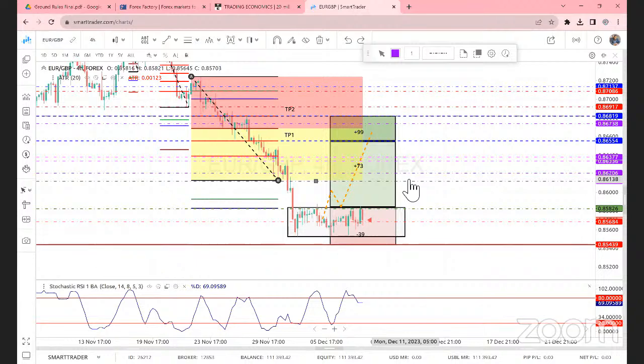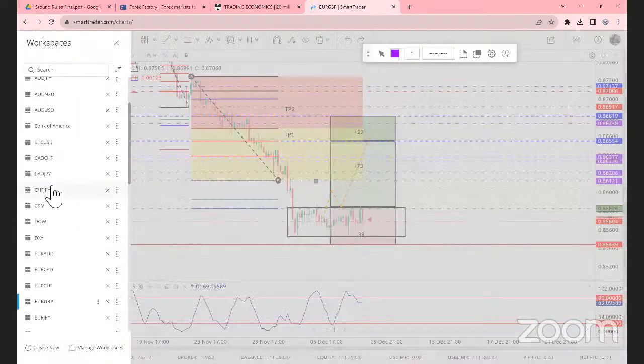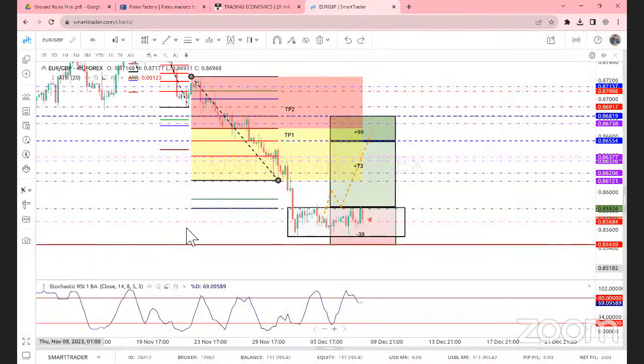So it's not a surprise, right? We're moving to the side, but we played the zone anyway. So still hovering, still ranging. And at some point, we'll get a breakout. All right, so that's the Euro GBP. Taking a look at the Euro dollar.